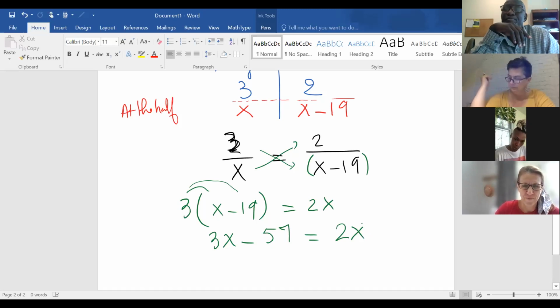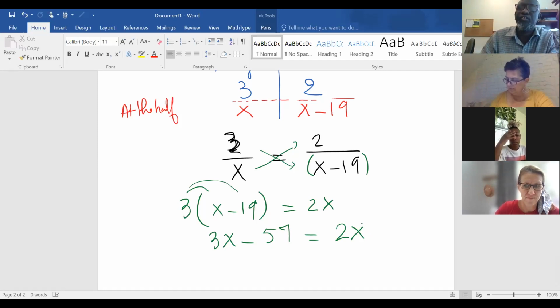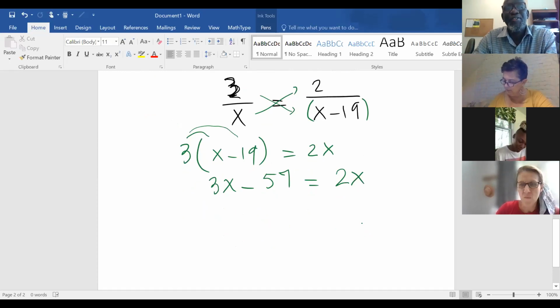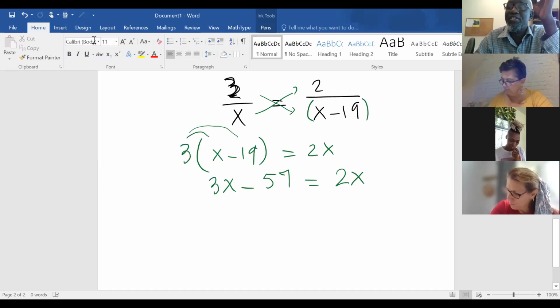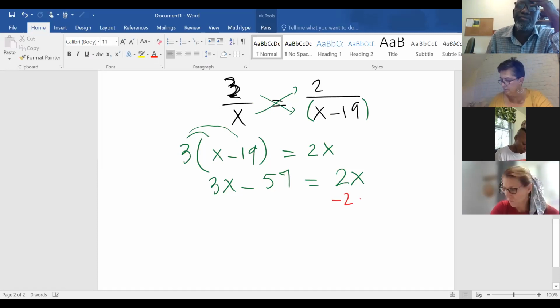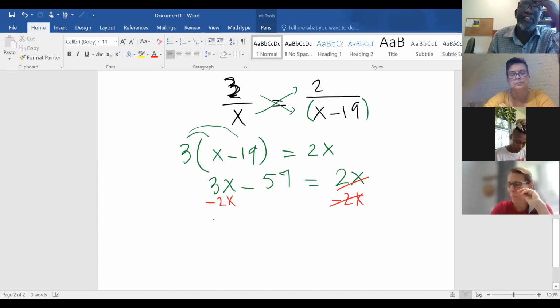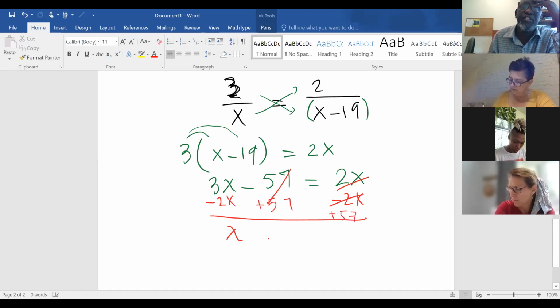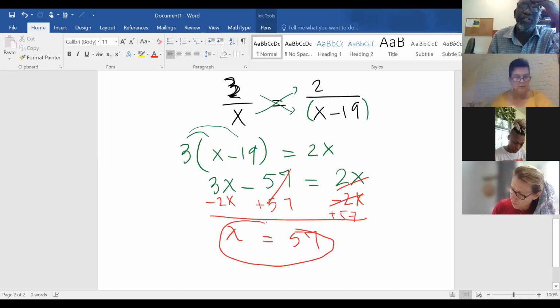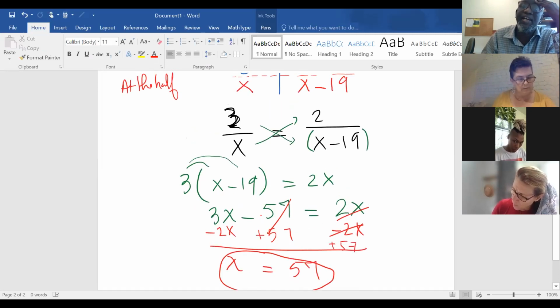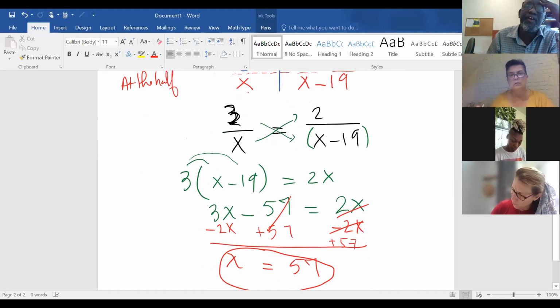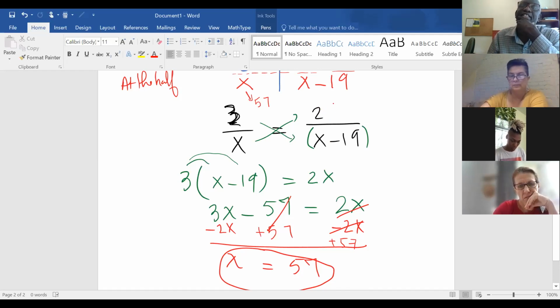Now here, what to do now to get X by itself? We have to have all variables on one side and all numbers on the other side, right? For instance, we can elect to subtract 2X from both sides. This will give us X here, and then we can add 57 on both sides. So it's going to be X equal to 57. So the Vikings have scored 57 at the half. Because there is a differential of 19 points, the Thames have scored only 38. Exactly.